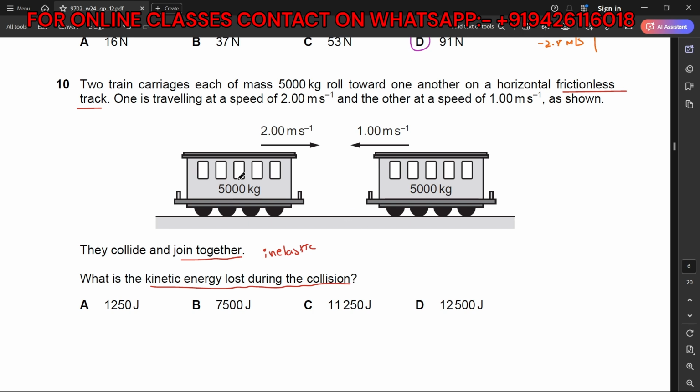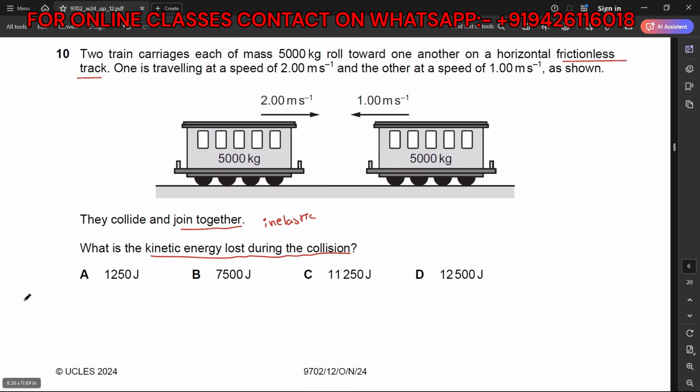To find out the initial kinetic energy, it's very simple. So kinetic energy initial is equal to half into 5,000 into v square, which is 2 square, plus half into 5,000 into minus 1 square. And if you solve this in the calculator, half into 5000 into 2 square plus half into 5000 into minus 1 square, it comes out to be 12500. This is your initial kinetic energy, not the lost. So option D obviously is not the correct one.